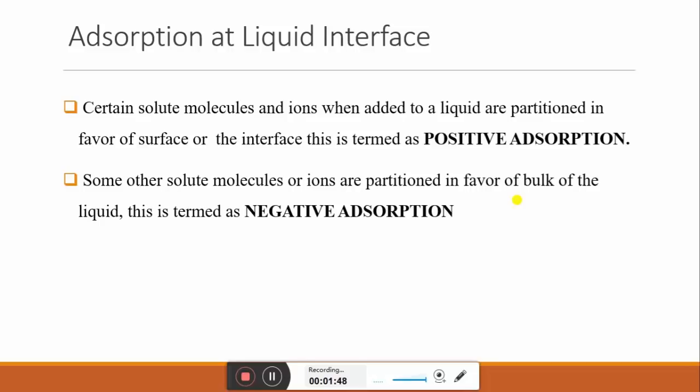Opposite to it, if an added solute or ion molecule gets dissolved and partitions in favor of the bulk, that leads to an increase in surface tension or interfacial tension. It is called negative adsorption. As we discussed, addition of sodium chloride leads to an increase in surface tension or interfacial tension because it gets dissociated, it gets solubilized and it changes the bulk property of a liquid. That is, it changes the cohesive force between liquid molecules, so it leads to a change in surface tension or interfacial tension.